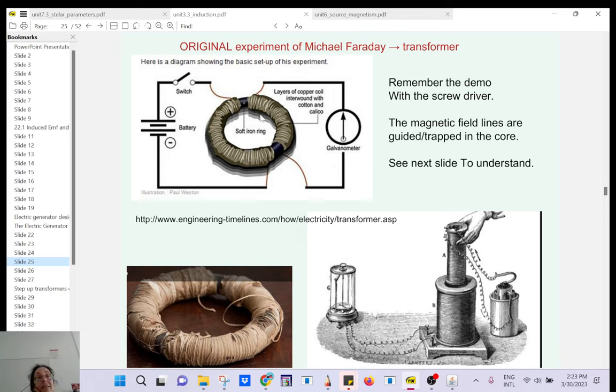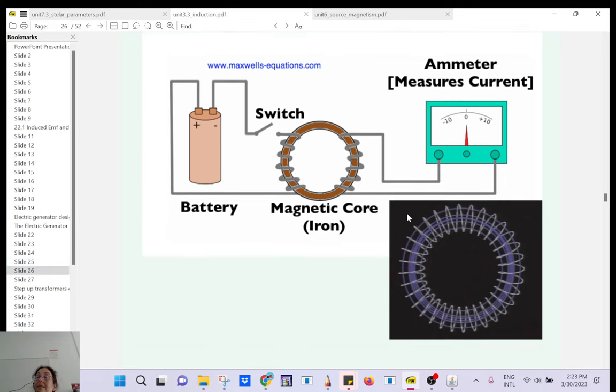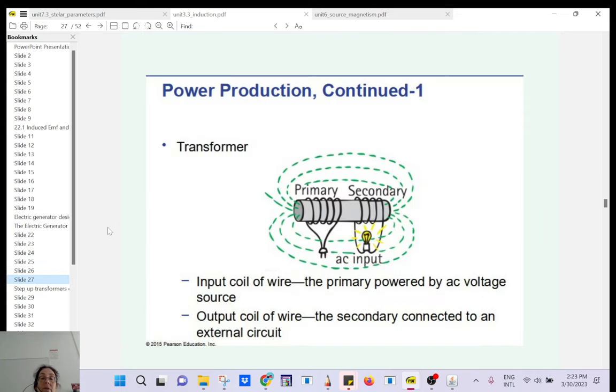So last time we talked about the original experiment of Faraday's. When he closed the switch, all of a sudden he was able to see an induced voltage and then nothing. When he opened the switch, induced voltage, then nothing. So what's happening? As long as there is a change in magnetic field, the magnetic field is going to be trapped inside and it's going to change and induce a voltage. And that was found in the late 19th century. And they used what is called a toroid. I showed you that last time we did the demo, so I'm not going to do that again.